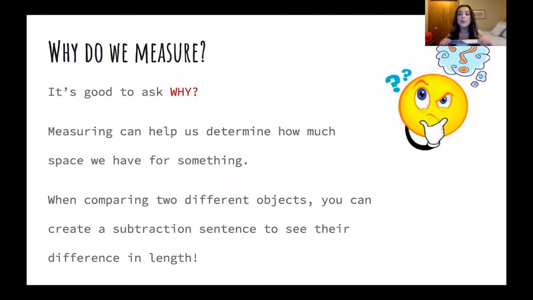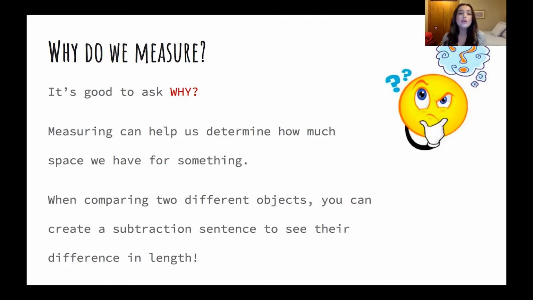Okay, so before we even jump into measuring, I know some of you maybe have measured before using rulers and maybe some of you haven't. So go ahead and give me a thumbs up if you've done some measuring before. And if you haven't, give me a thumbs down. Again, either is fine because that is what we are learning today.